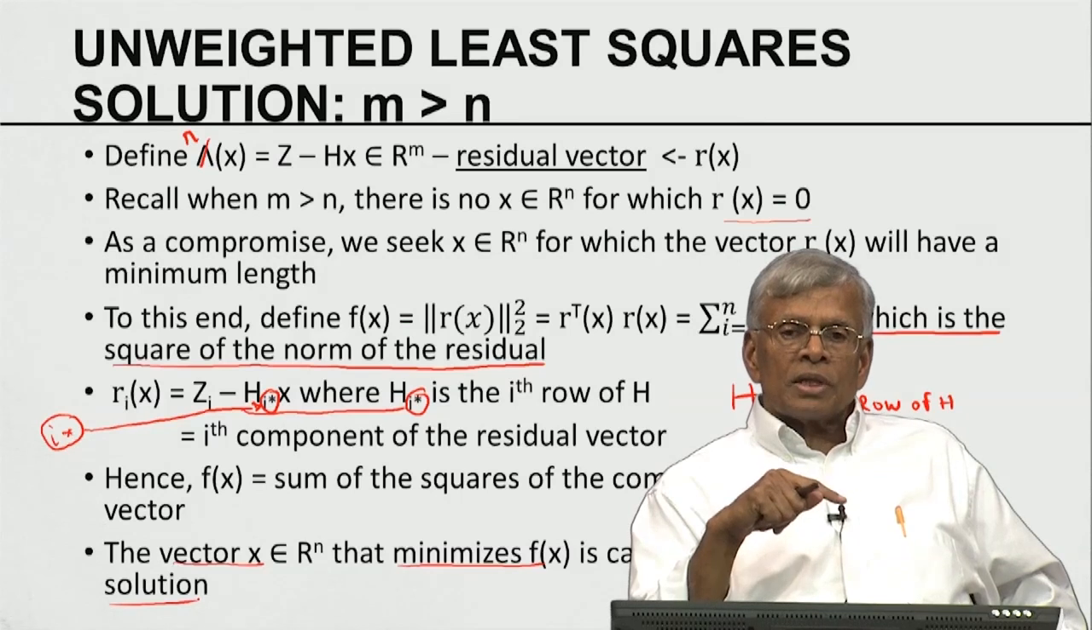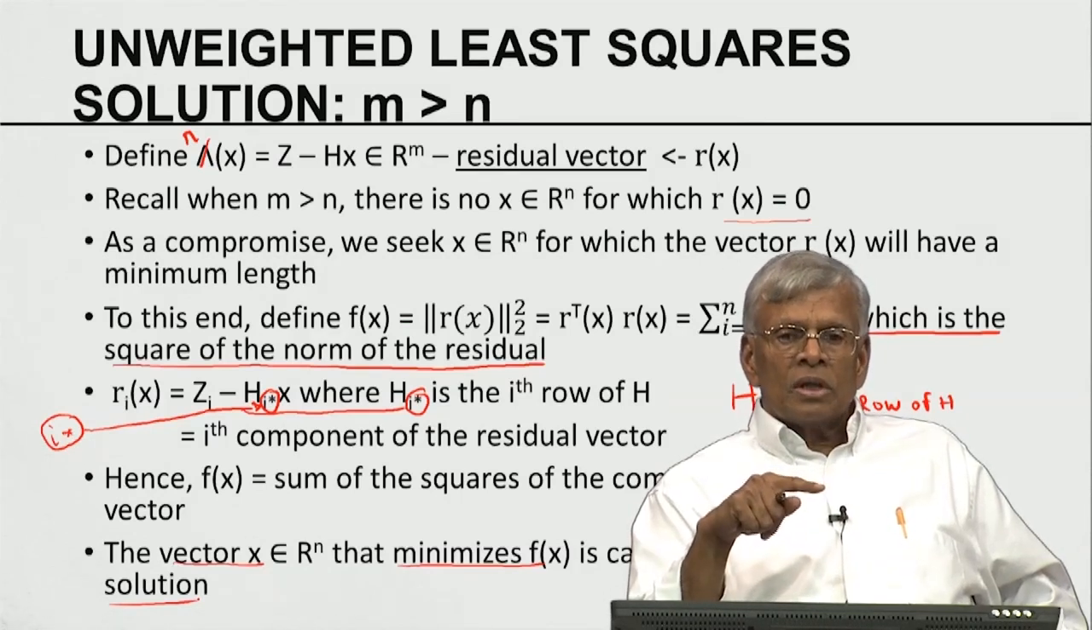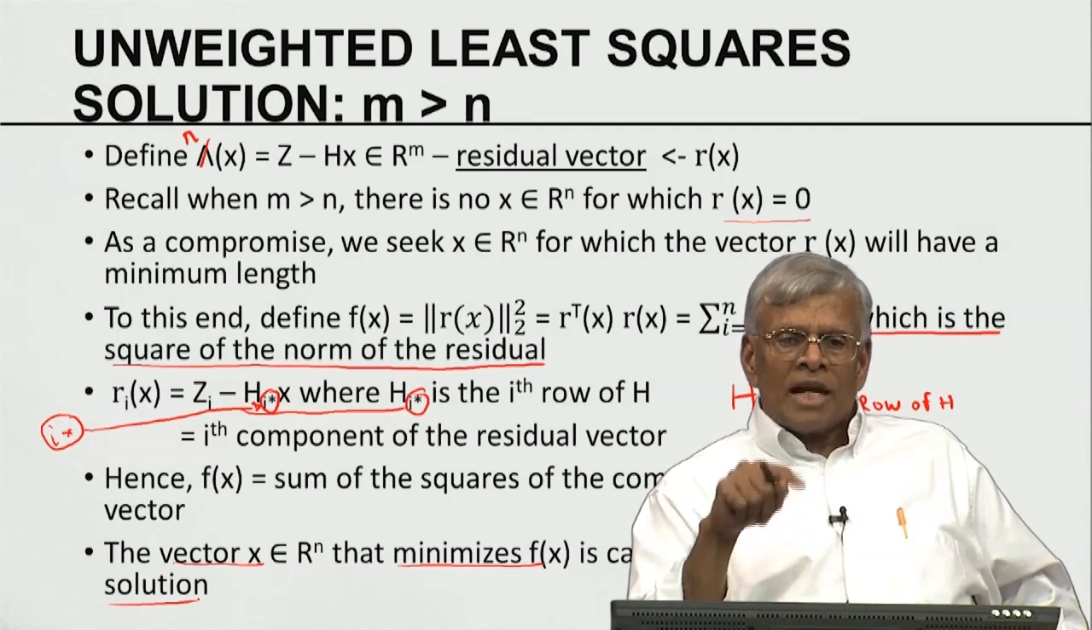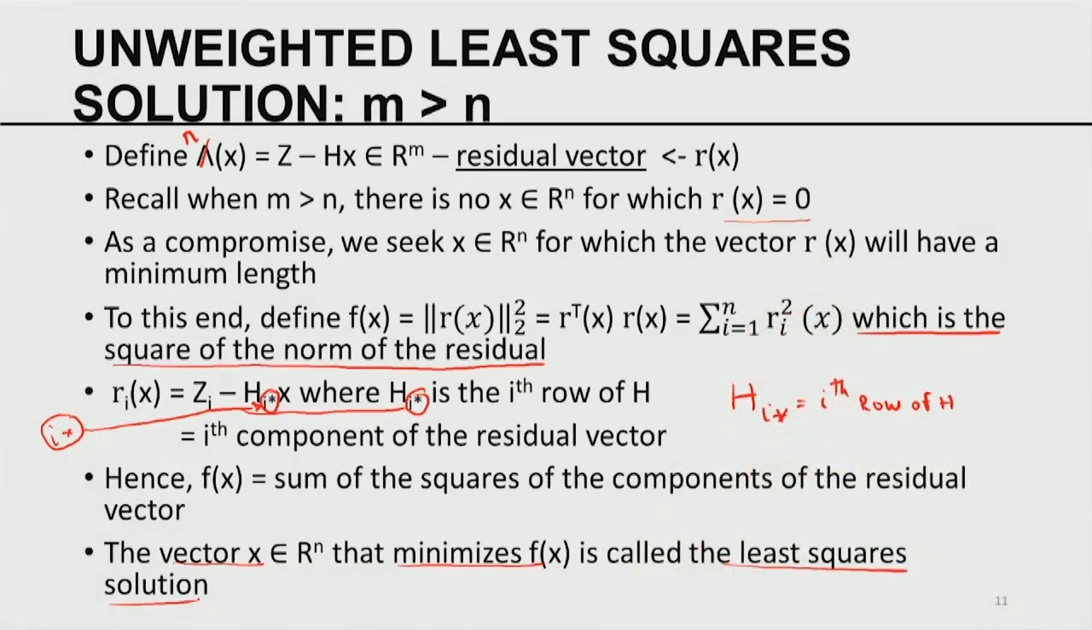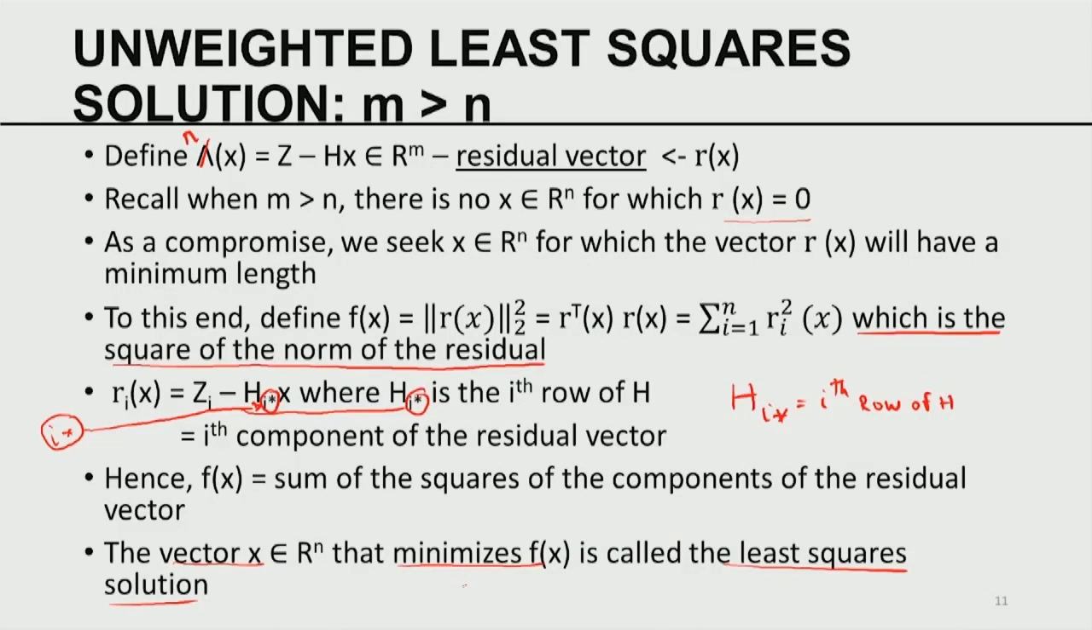Even though there is no solution, I would like to be able to look at a generalized concept of a solution. The generalized concept of a solution is that value of x for which the length of the residual vector r of x is minimum. So we have converted the problem of solving a linear least squares problem into one of an optimization problem. So that's where the optimization comes into play.